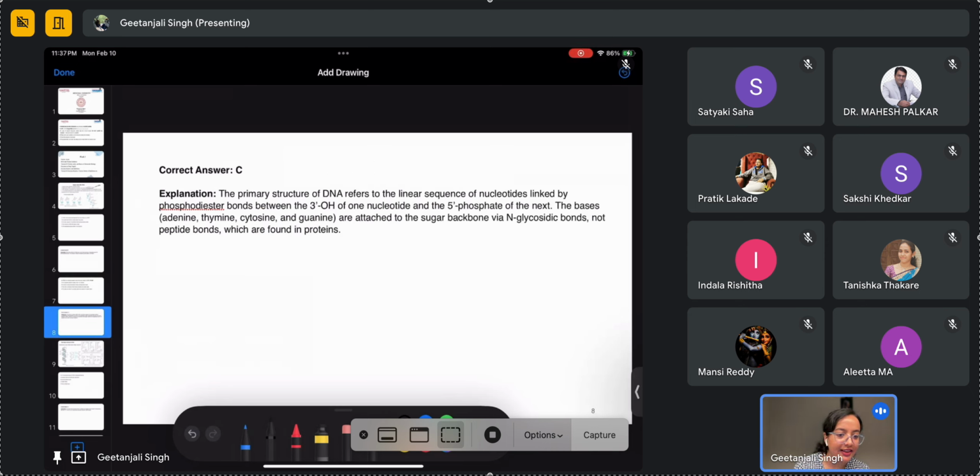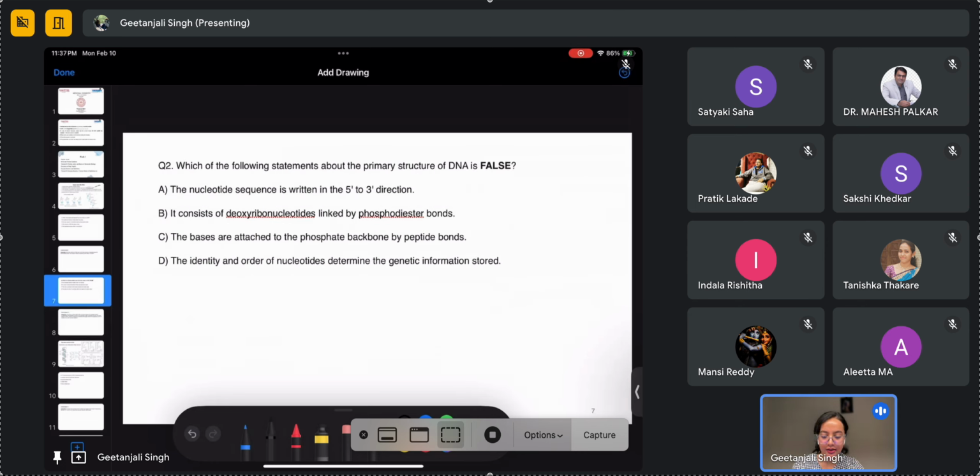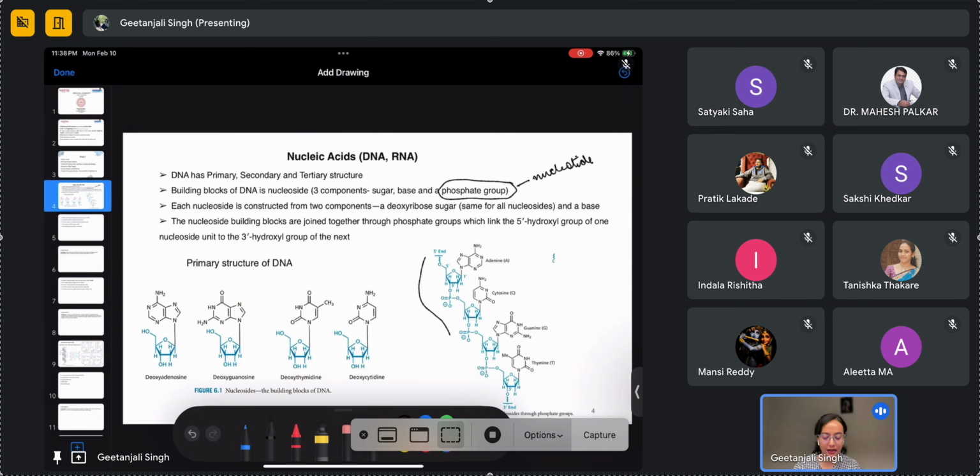Yes, I think everyone is right. The answer is C. So we know that the nucleotides are always written in 5 to 3 direction. Let me go to the first slide again. You can see in the second structure, this structure, the 5 end has a free phosphate end, whereas the 3 end has a free hydroxyl group.